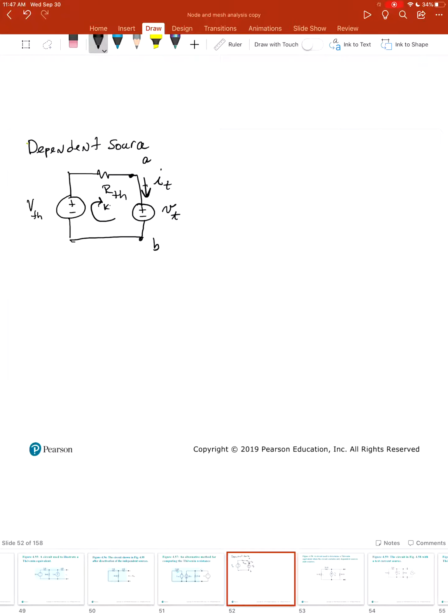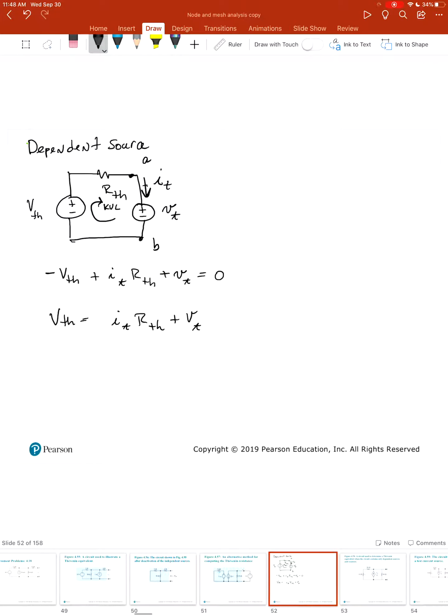Then I'm going to find the Thevenin. I'm going to write a KVL around here and look at the relationship. So I have minus V Thevenin plus I-test R Thevenin plus V-test is equal to 0. So V Thevenin is I-test R Thevenin plus V-test.